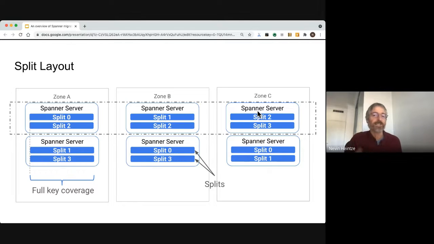The key point is that each zone has full coverage of the key space of a table, and indeed has a full copy of the table's data. So you can think of each zone as essentially a standalone replica, and Spanner ensures that each replica stays in sync and has exactly the same committed data.